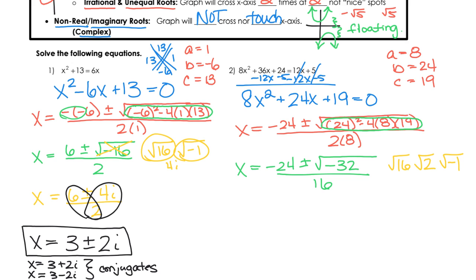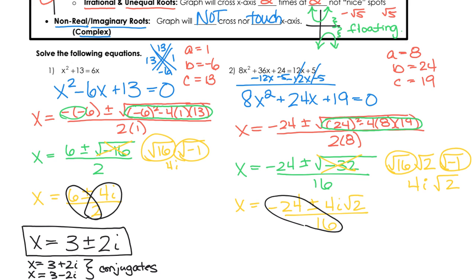We know that the square root of 16 is still going to be 4. The square root of the -1 becomes the i, and then the square root of 2 comes down, and in our next step, we'll replace that. So we'll end up with x equals -24 plus or minus 4i radical 2 all over 16. And then we'll go ahead and simplify the fraction by dividing here and by dividing by there. And we end up with -24 divided by 16.